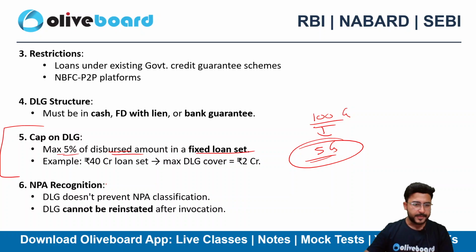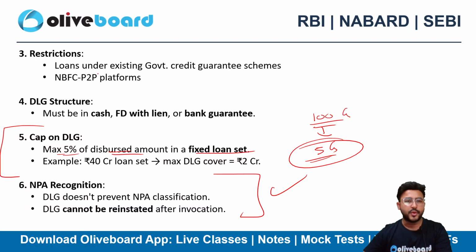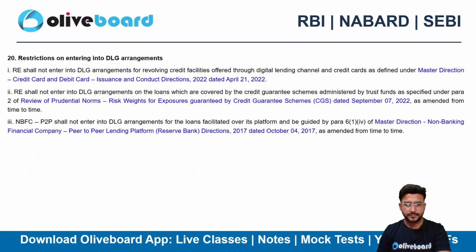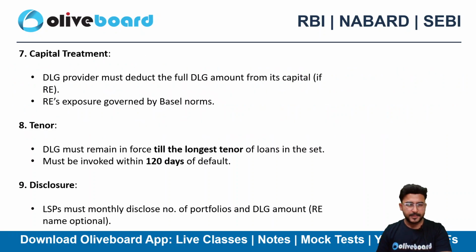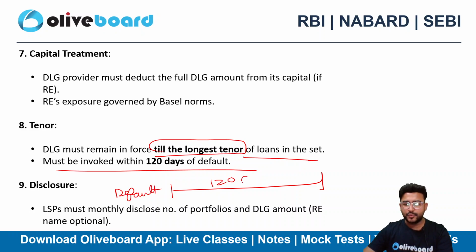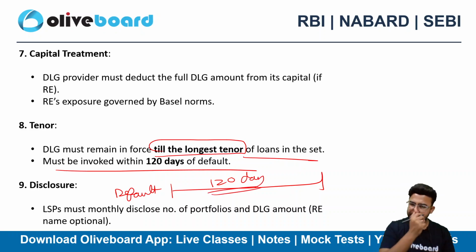Okay, definitely NPA classification will be there. DLG won't be preventing the NPA classification here. Okay, and these are some of the restrictions. For NBFC P2P lending platforms and loans under the existing government credit guarantee schemes, DLG won't be applicable. Okay, tenure: DLG must remain in force until the longest tenure of the loan, and it must be invoked within 120 days of the default. Let's suppose default happens here, so within 120 days you need to invoke the DLG. You need to communicate to the LSP that default has occurred, please invoke the guarantee here, right? So that's the process.